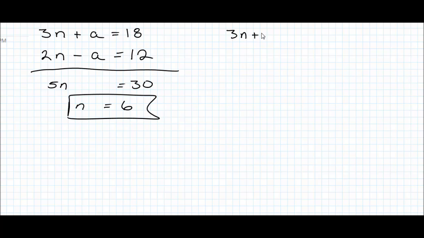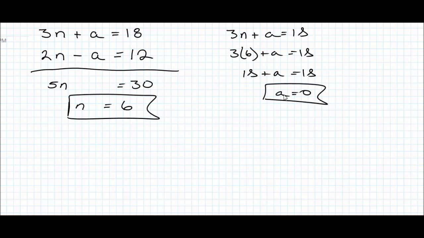3n plus a equals 18. So plug in our n value. So 3 times 6 plus a equals 18. So it's going to be 18 plus a equals 18. Subtract 18. So a equals 0. Okay, so a is 0. Okay, next problem. Number 8.